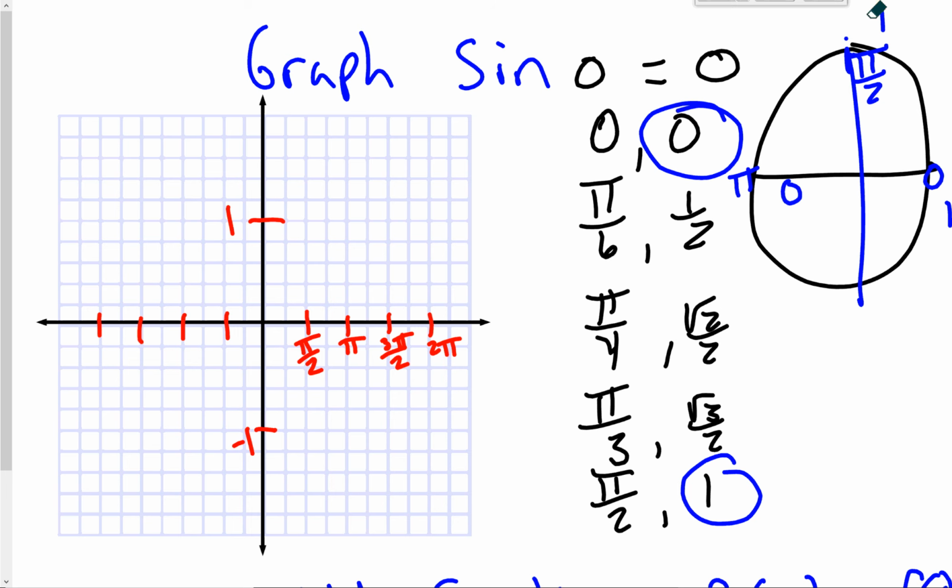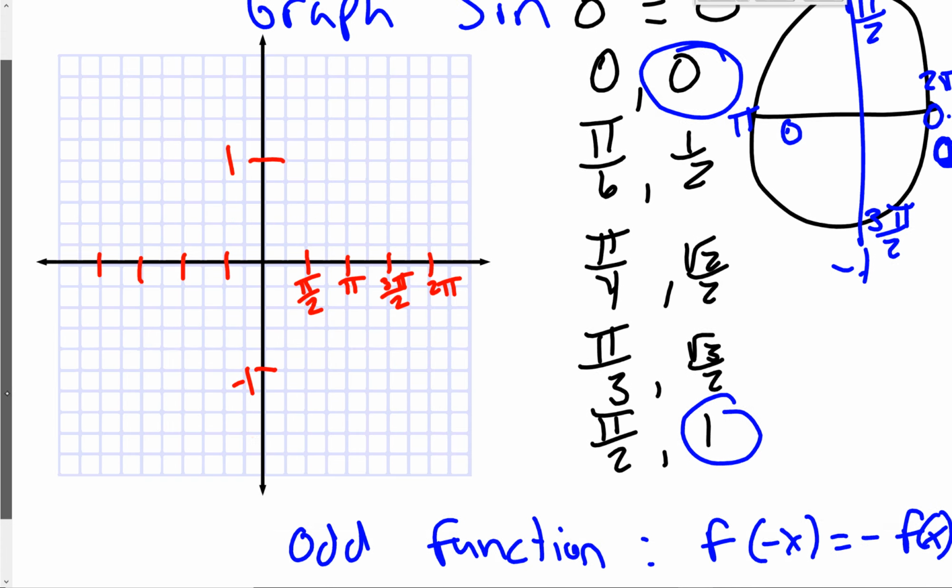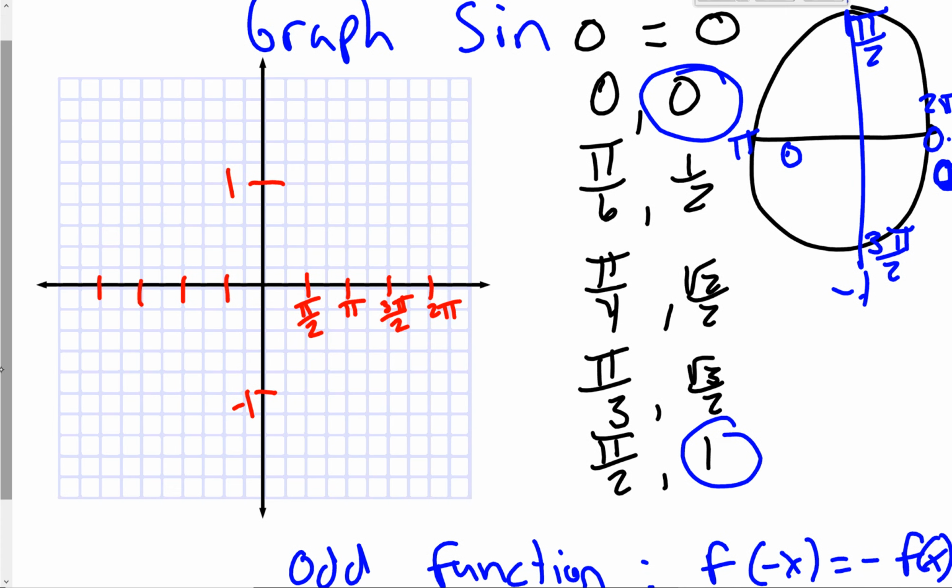Do my answers start repeating right there? Not quite. And then at 3/2 pi, I get an answer of -1, so they don't repeat themselves yet. I have 0, 1, 0, down to -1. And then at 2 pi, I start repeating because I get 0 again, and then it just repeats that cycle. So my period length for sine is 2 pi.